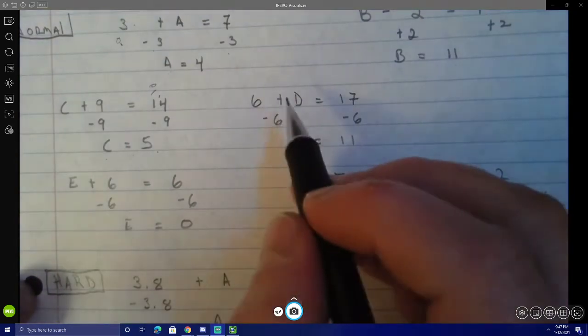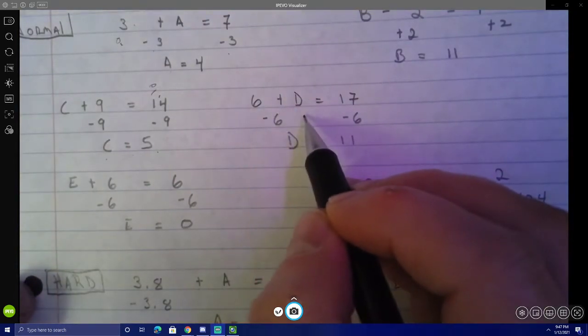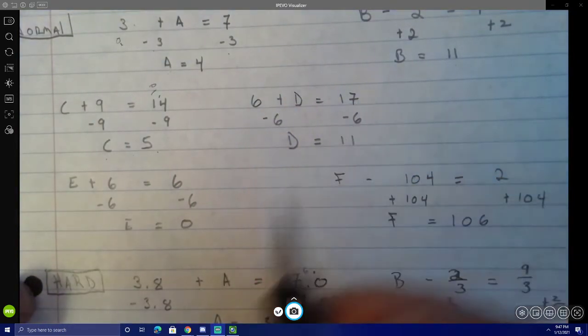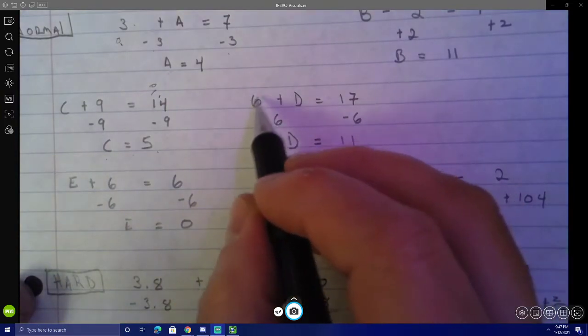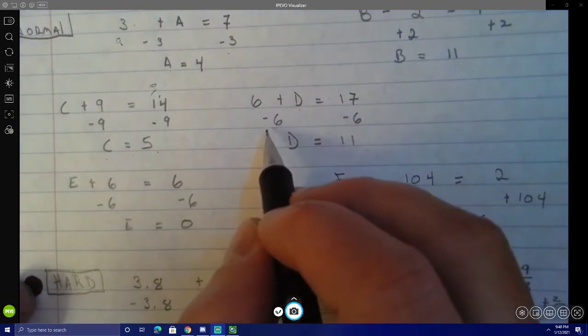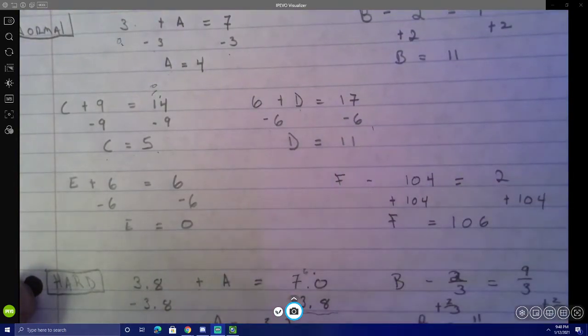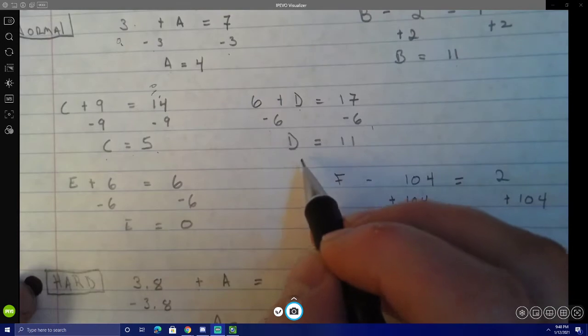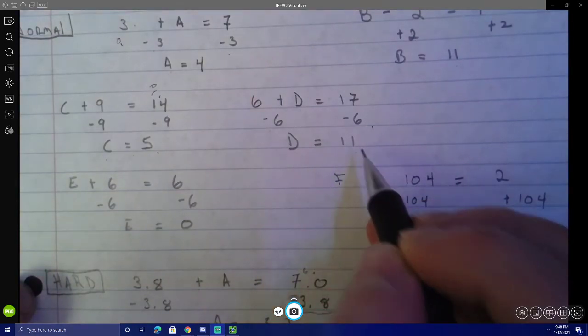For the next problem, we have 6 plus d is equal to 17. Again, I have a positive value here for 6, so to isolate my variable d, I want to subtract 6 from both sides. There I am left with d is equal to 11.